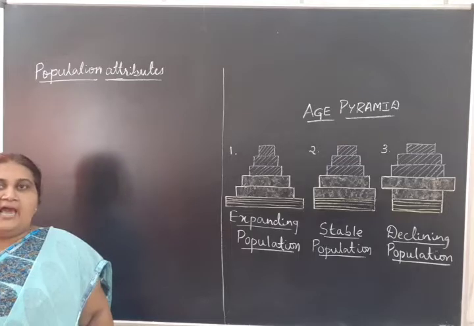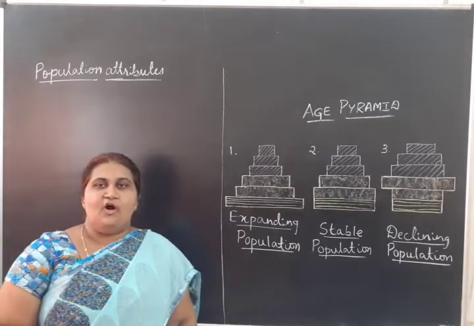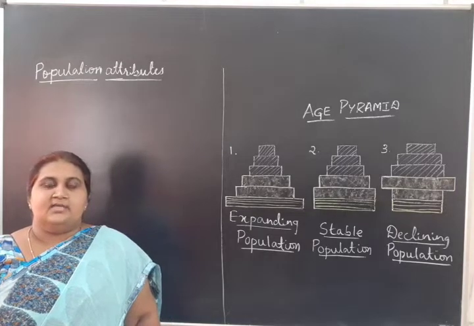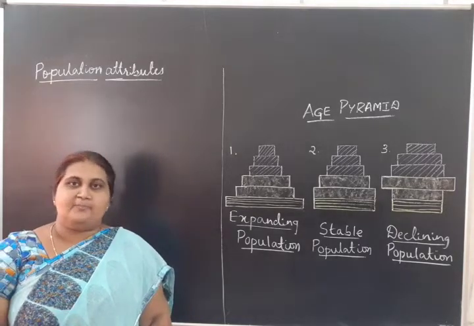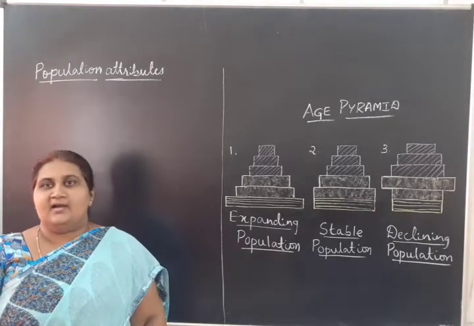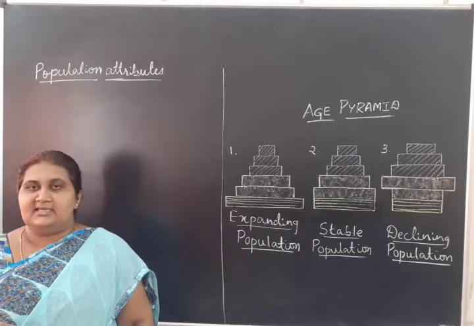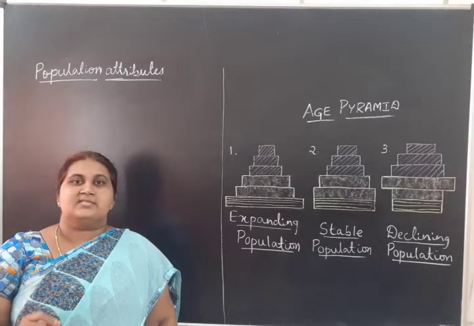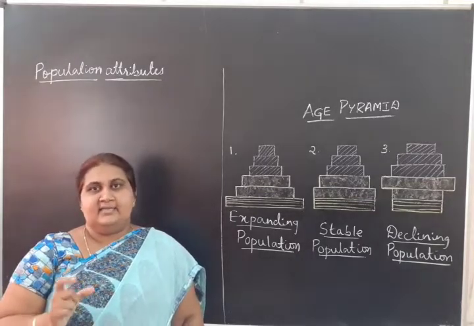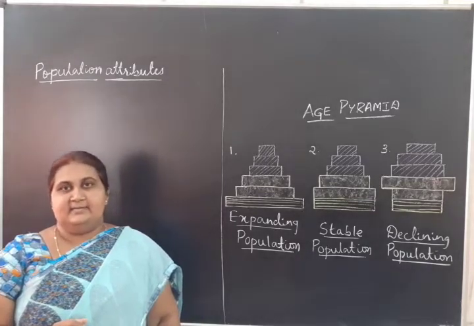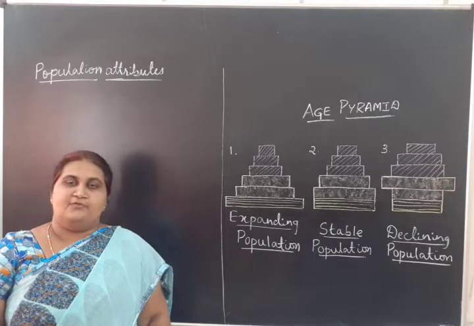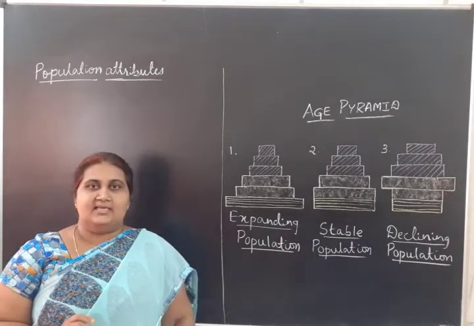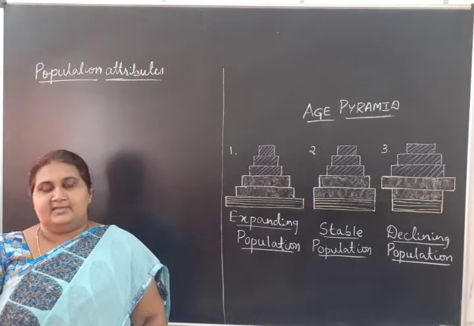What are the characteristic features of a population? The individuals of a population are morphologically and anatomically similar. They are identical. Morphologically, all the individuals within a population are the same, as well as anatomically.